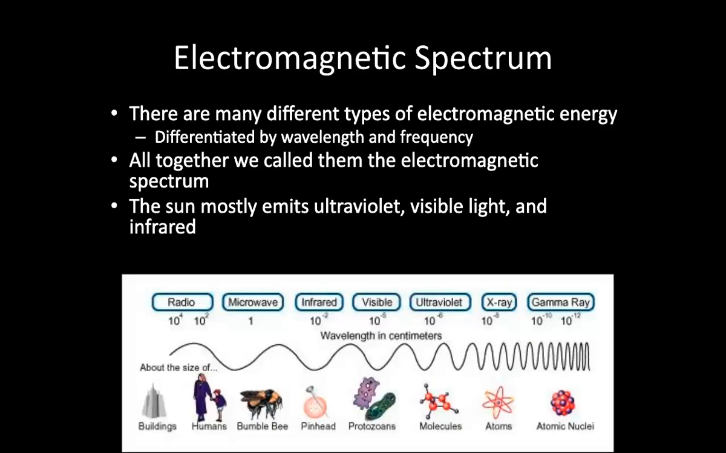What do you see over here? Well, what are the wavelengths? They're farther apart, right? And then what happens over here? They get closer together, okay? So all together we call them the electromagnetic spectrum, which you see in the diagram. And the sun mostly emits ultraviolet, UV, visible light, and infrared.